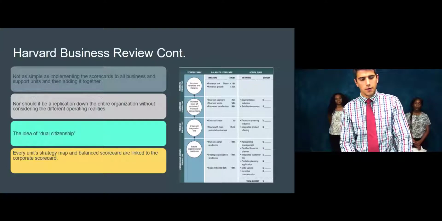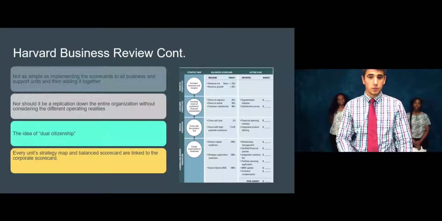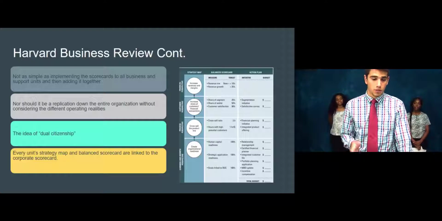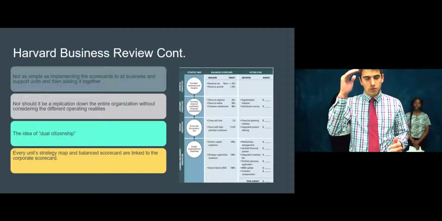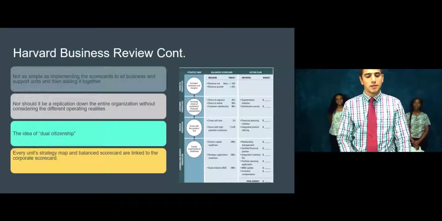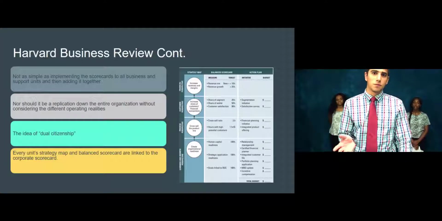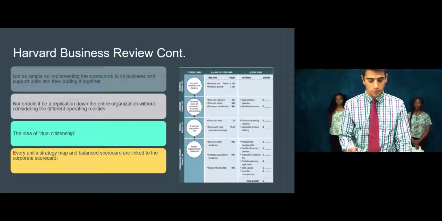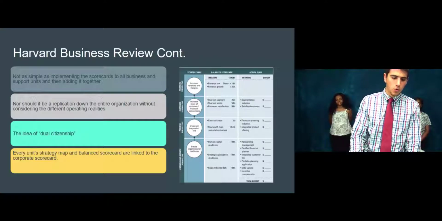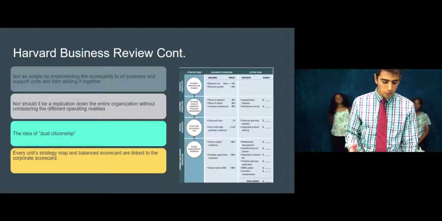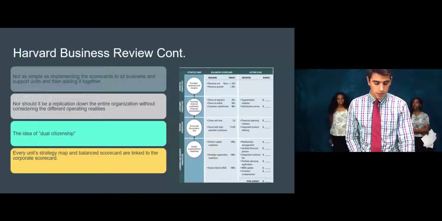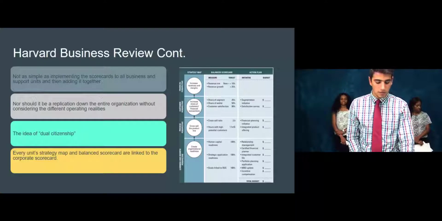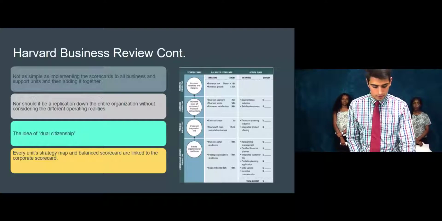So this framework isn't as simple as just implementing scorecards to the entire business and the supporting units and then adding it all up together to see a final score. Nor should it be a replication of the same framework through the entire organization straight down, because there are different operating realities to focus on for one region versus another. It should actually follow the idea of dual citizenship, which is described as all employees not only being members of their individual business unit, like a regional branch, but also having a responsibility to contribute to the corporate policies and priorities.